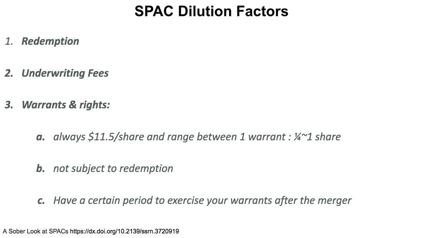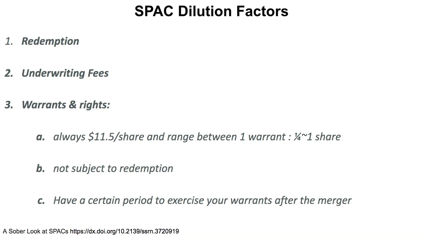The third factor, often ignored by a lot of shareholders of a SPAC name, is the warrants and the rights. For a SPAC, the warrants are always $11.50 per share. And the rights for the warrants range from one warrant to redeem 1/4 of a share up to one share. It really depends on the SPAC name, how they define the warrant. But based on this study, that's the typical range, and the price is always $11.50 per share. The other thing to notice is that, unlike common stock of a SPAC, a warrant is not subject to redemption.